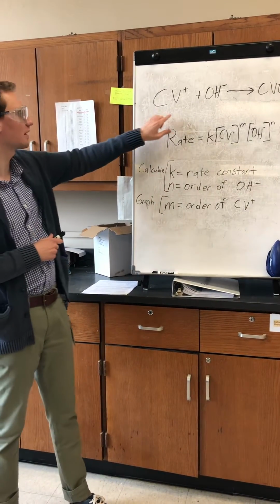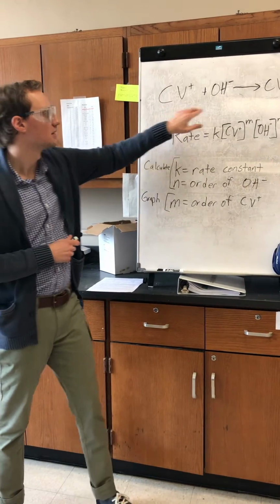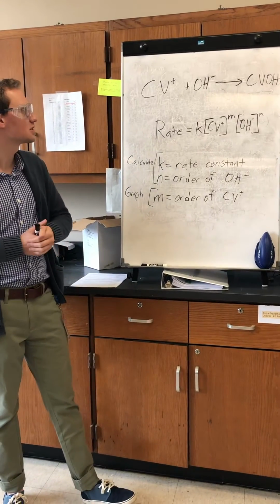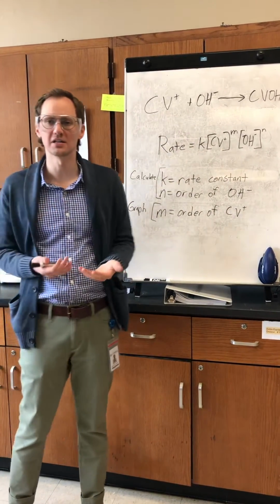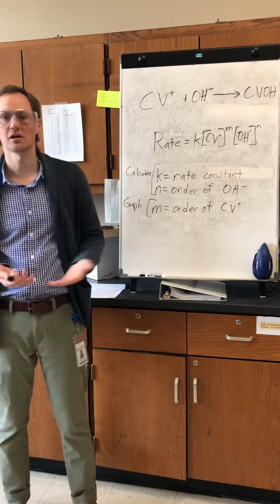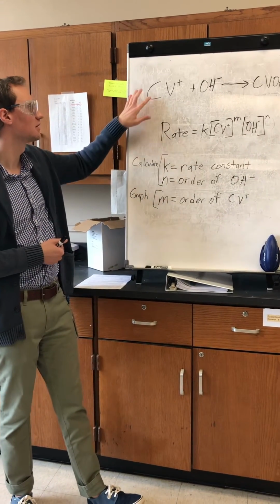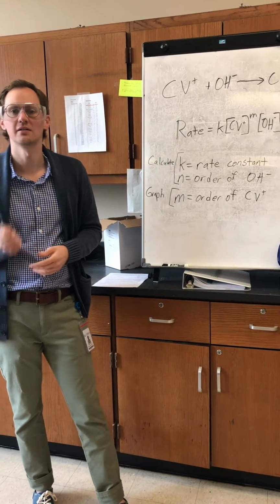And so crystal violet is a purple solution. Our product is a colorless solution. So what we're going to do is measure the color, basically how much purple there is in the solution. As the crystal violet concentration goes down, the color will also go down. And that's how we're going to measure the concentration of our crystal violet throughout this experiment. So let's go ahead and get started.